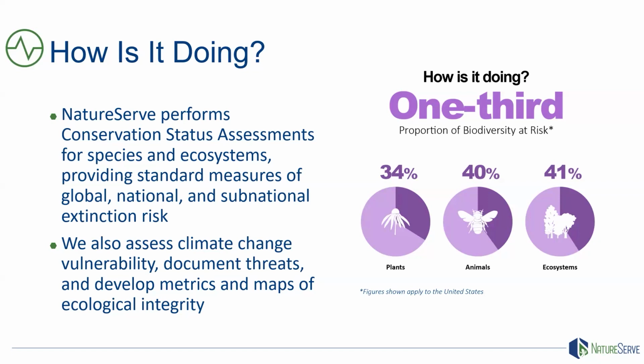After we have answered the questions, what is it and where is it, we then need to answer the question of how are species and ecosystems doing, so that we target conservation action on the elements of biodiversity that are rare, at risk, or declining. Using element occurrences and other data types, NatureServe conducts conservation status assessments for species and ecosystems occurring across North America. We assess the extinction risk of species and ecosystems at a global, national, and subnational level. And our network programs also assess the conservation status of individual element occurrences.